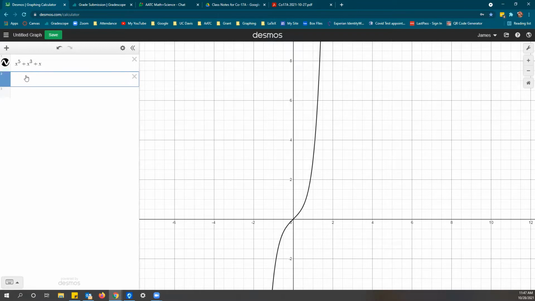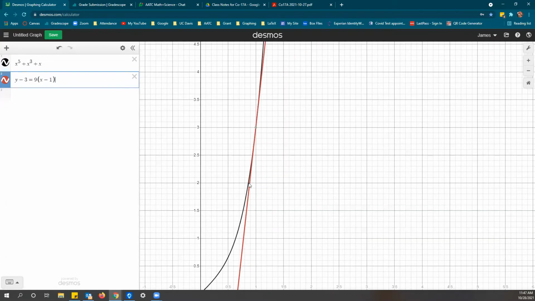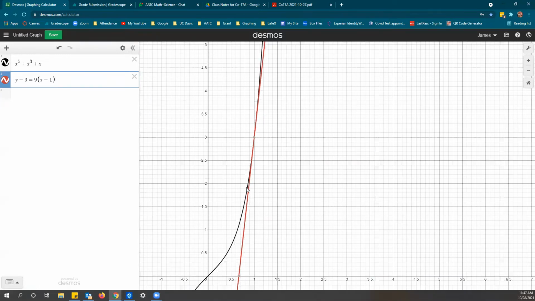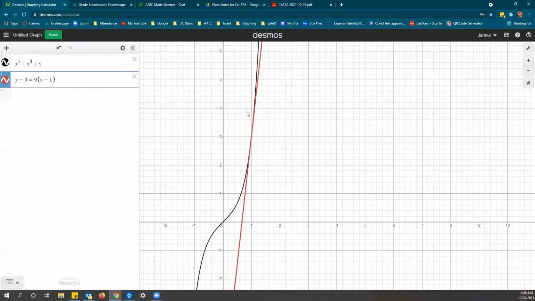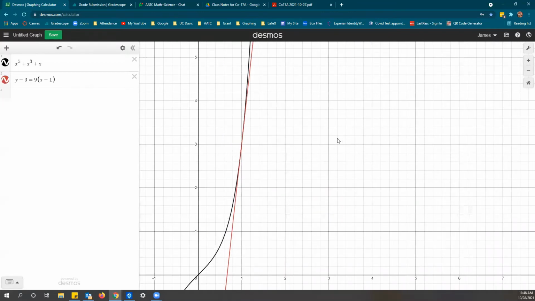let me draw you the tangent line. So at 1, the slope of the tangent line is 9, and the coordinate is 1, 3. So we'd have y minus 3 equals 9 times x minus 1. There's your tangent line at the point we're looking at. Why do my values look so, oh, it's like way up here. So there's the tangent line. Kind of hard to see.